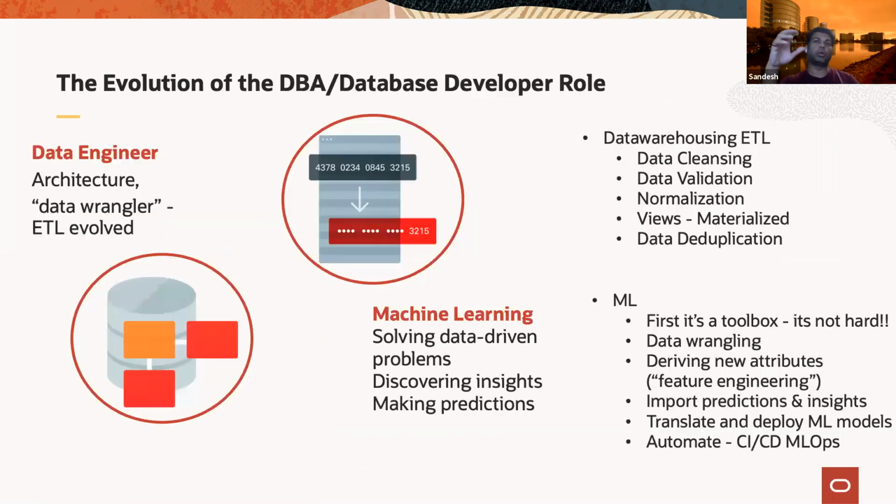But there are 2 roles that are significantly evolving. One of them is the data engineer role, where you take the data, you organize it, and you architect the entire data mart, so that the person who wants to analyze this data can take it to the next level. This is ETL evolved. And then there's the machine learning or citizen data scientist who takes this architecture that's been built and tries to solve real world problems and make predictions and insights and stuff like that.